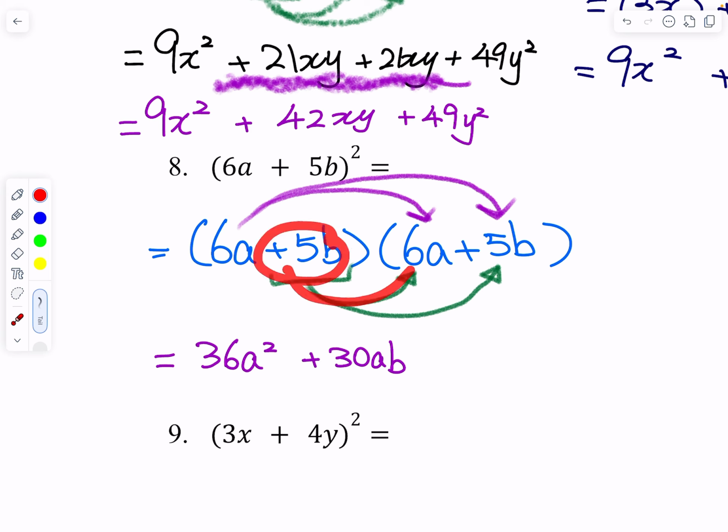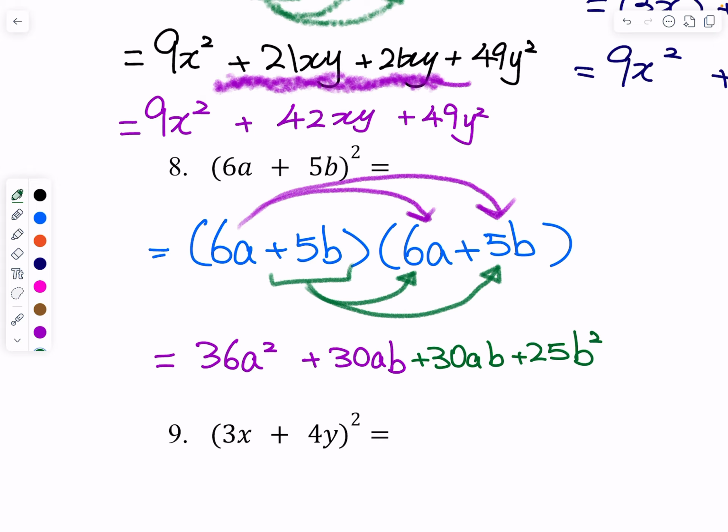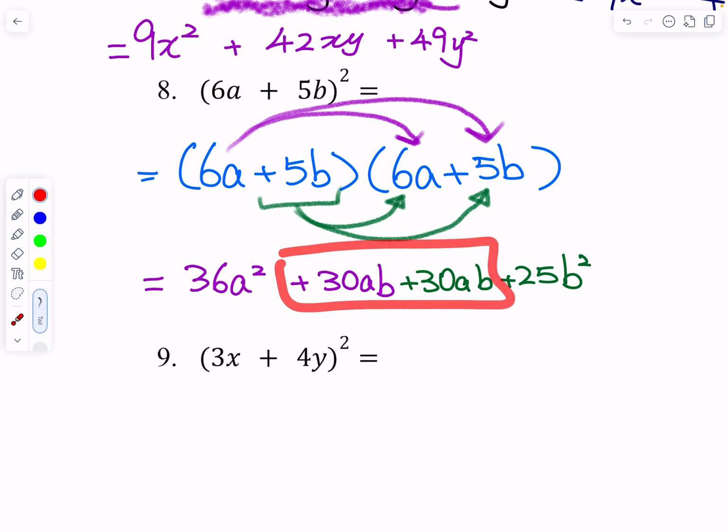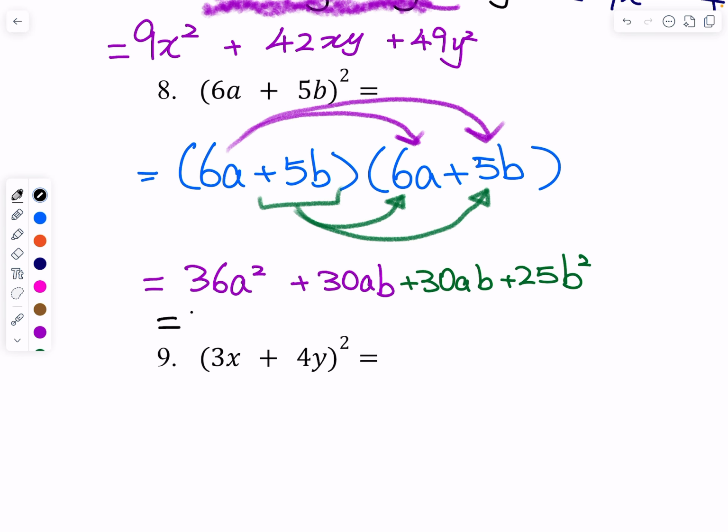5b times 6a. So 5 times 6, we get 30, and the b and a. So 30ab there as well. And then the last part, 5b times 5b. So we have the numbers 5 times 5, which is 25, and then b squared. And the last part, we check which ones have the same unknowns. So we have ab in the middle, so you calculate them. 30 plus 30, you get 60. The other parts, no change, just keep them there. So it's only the middle one, 60ab plus 25b squared.